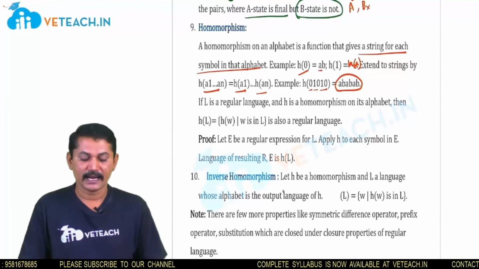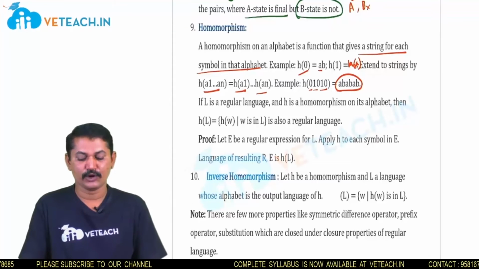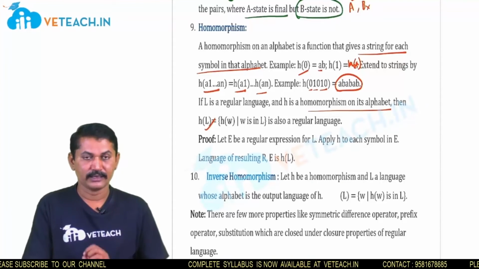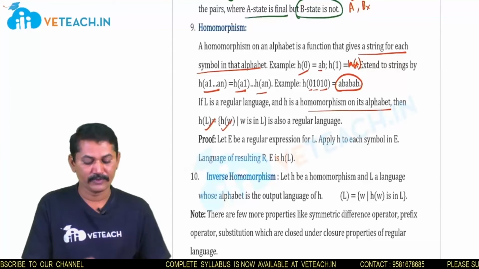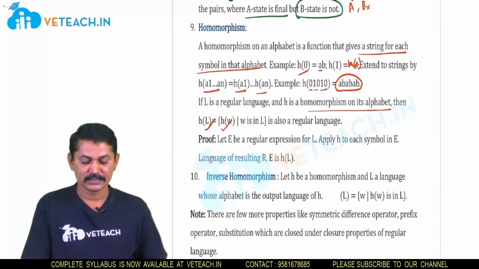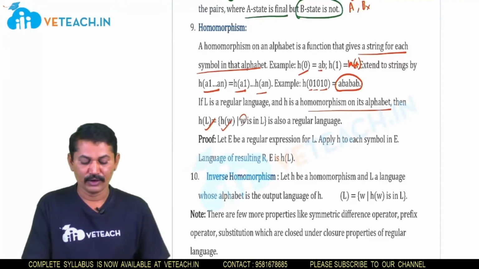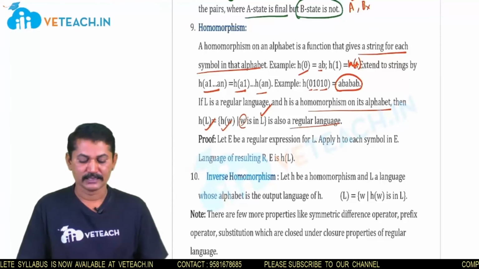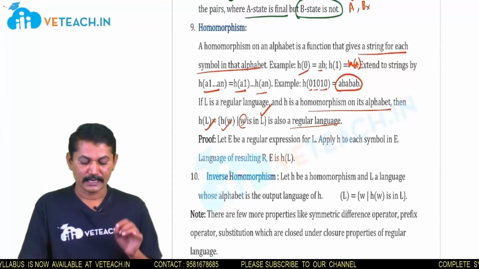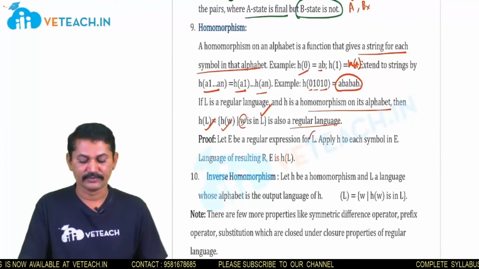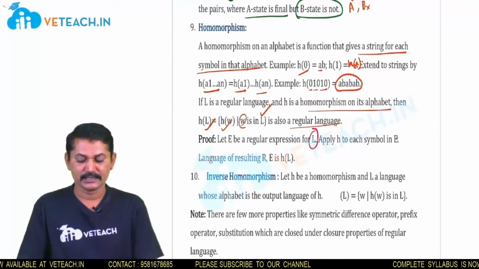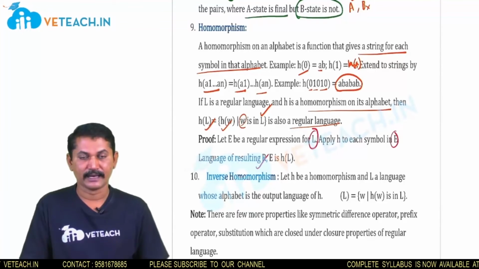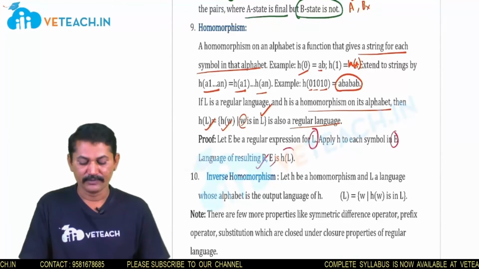Next, if L is a regular language and H is a homomorphism on its alphabet, then H of L, defined as H applied to the words w belonging to the language, is also a regular language. How can we give the proof? Let E be the regular expression of the language L. Apply H to each symbol in E, resulting in a regular expression for H of L.